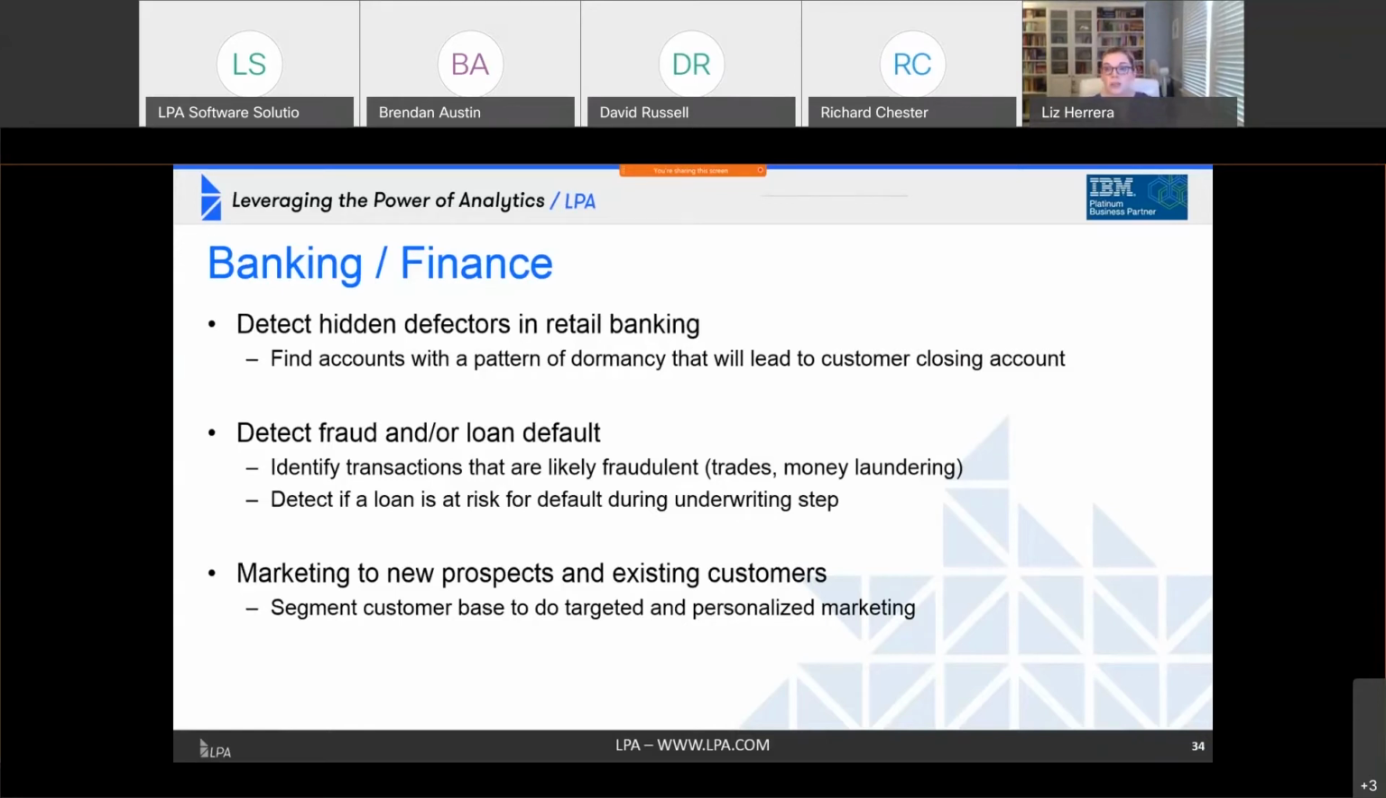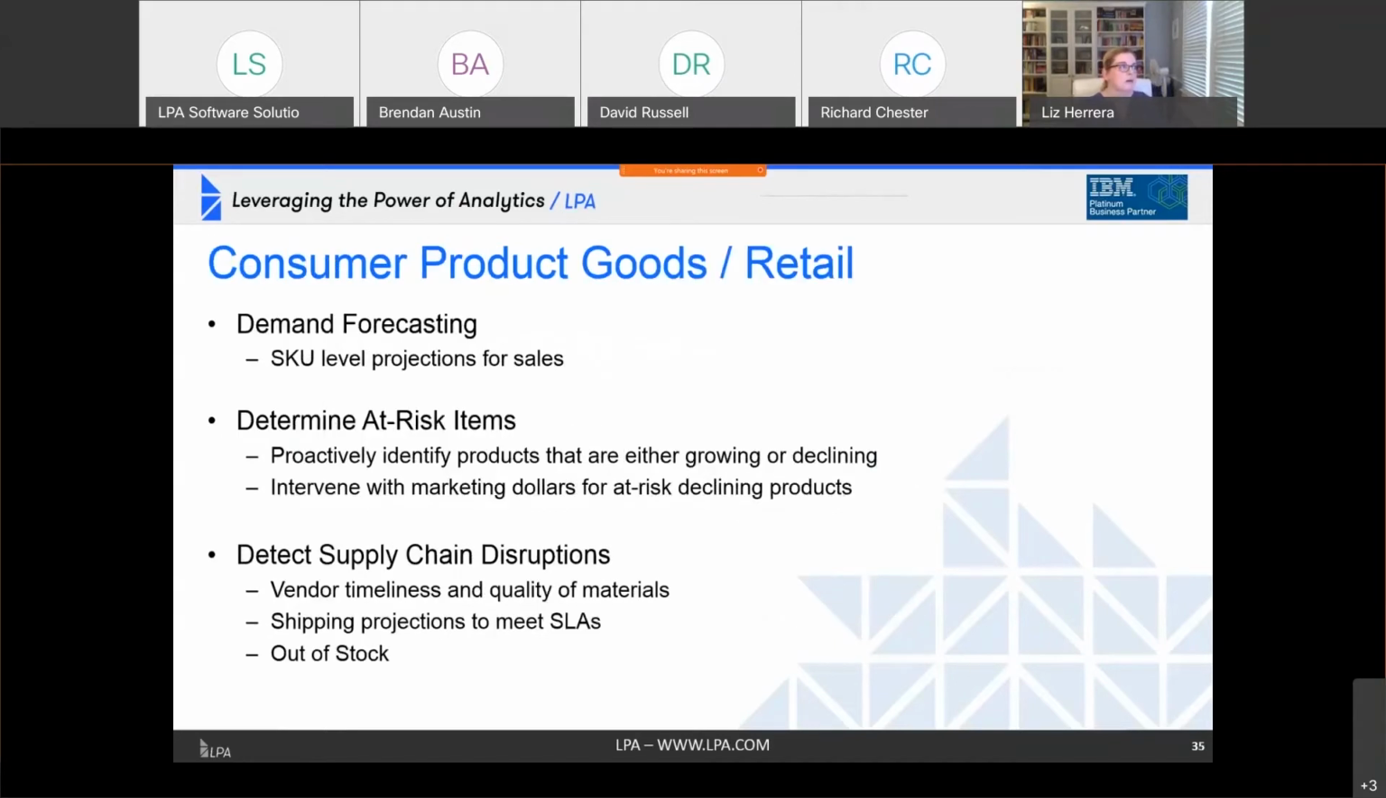So that's one of the use cases we've seen with banking. Moving on, consumer product goods and retail.